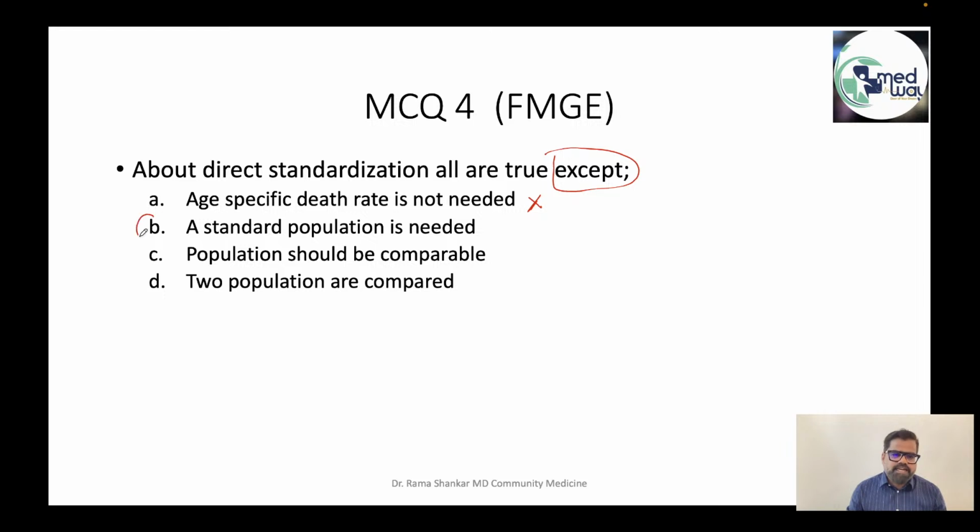In direct standardization, we need standard population. Population should be comparable. Definitely you are going to compare, so the population should be comparable. Two populations are compared. Yes, correct. Age specific death rate is not needed? I'm not sure. The answer here is age specific death rate is needed. In direct standardization, you need age specific death rate. So in this question, the answer is A. Don't worry, I'll explain how.